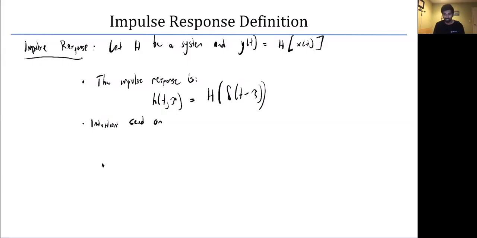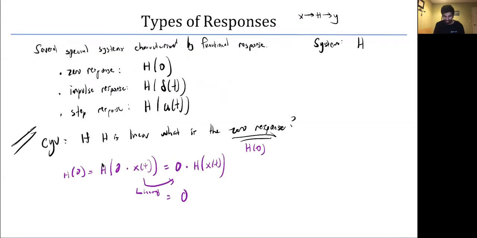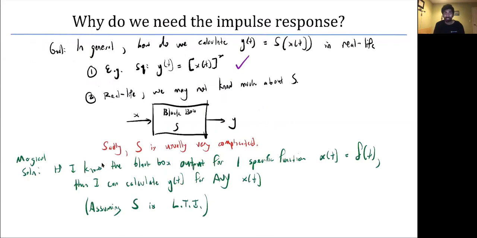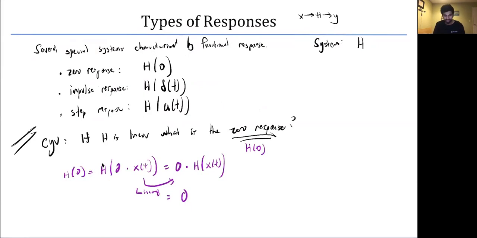All right, so here's our impulse response definition. Let me just go up and go to the past two slides. I'll just review them. So we had this slide. The magic is that if I know the black box output for one specific function, x of t equals delta t, I can calculate the output for any x of t, if H is LTI. Here, we talked about a few different types of responses, the zero response, the impulse response, and the step function response. And we had a quick check your understanding question.